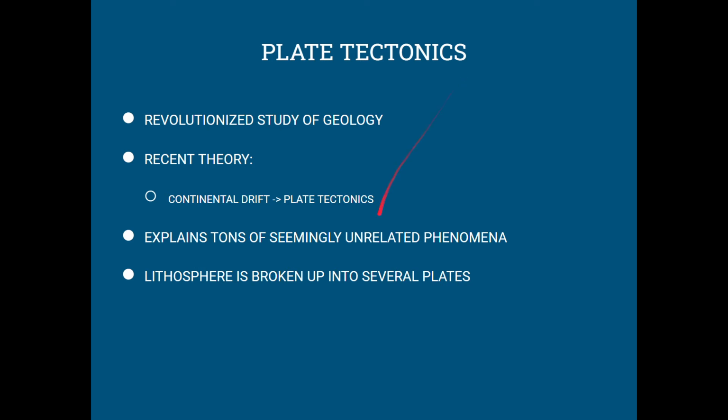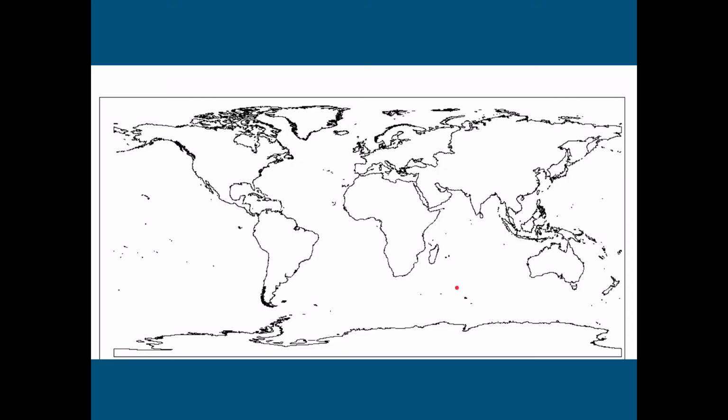So, what is it? If we take the lithosphere, that upper part of the Earth, and look at it closely, it's broken up into pieces, kind of like a broken eggshell on top of an egg. And these pieces that we call plates, they're shifting around ever so slowly.